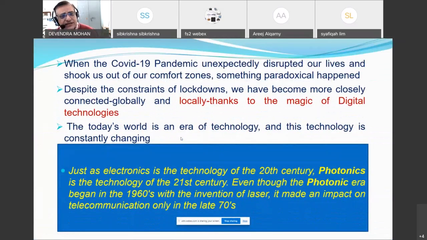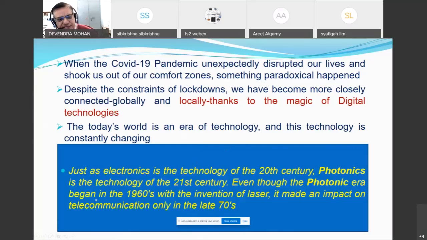When the COVID-19 pandemic unexpectedly disrupted our lives and shook us out of our comfort zones, something paradoxical happened. Despite the constraints of lockdowns, we have become more closely connected globally and locally, thanks to the magic of digital technologies. Today's world is an era of technology, and this technology is constantly changing. Just as electronics is the technology of the 20th century, photonics is the technology of the 21st century.